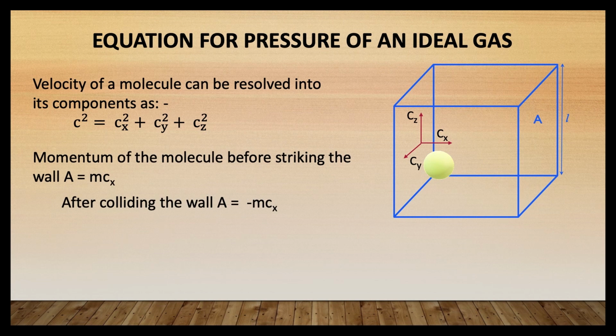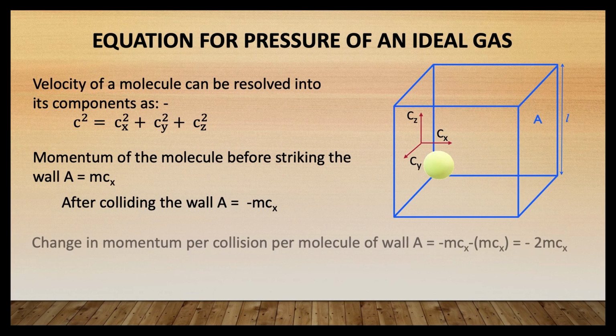Momentum of the particle before striking the wall A is mCx, and after colliding with the wall A, it will be minus mCx. So, change in momentum, as you know, is final momentum minus initial momentum. Here the final momentum is negative, and the initial velocity is positive and hence the momentum is positive.